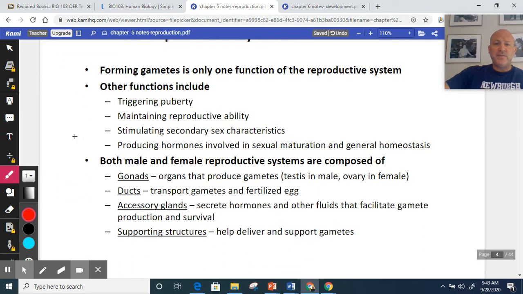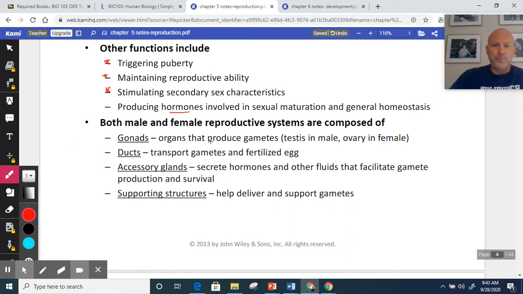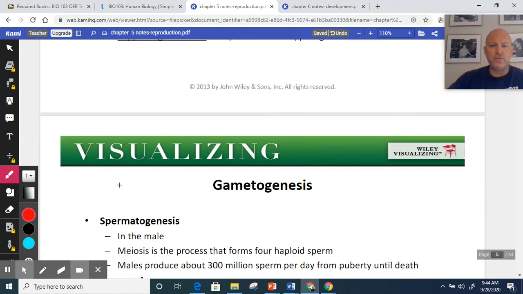So forming gametes is very important, right? But it's not the only function of the reproductive system. There are other functions: bringing on puberty, maintaining reproductive abilities, and bringing on secondary sex characteristics. These are all mostly controlled by hormones. If we look in both the male and female, we're going to see gonads. The gonads are the structures that produce the gametes. So we're talking about testes and ovaries. It's the testes that produce the sperm cells, and it's the ovaries that produce the egg cells. There are ducts involved, glands involved, and other supporting structures involved, and we'll look at all of those.